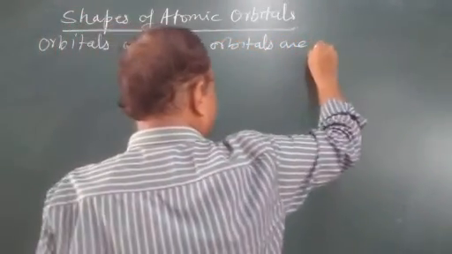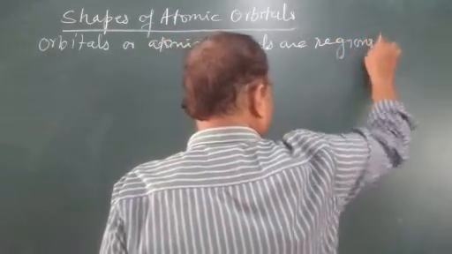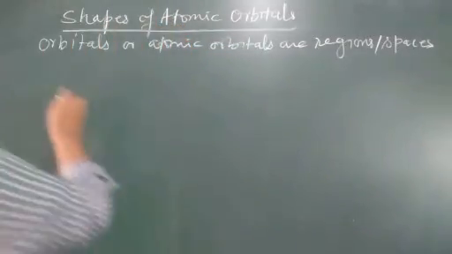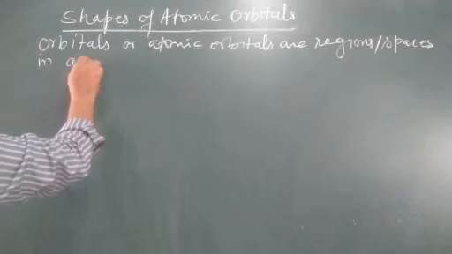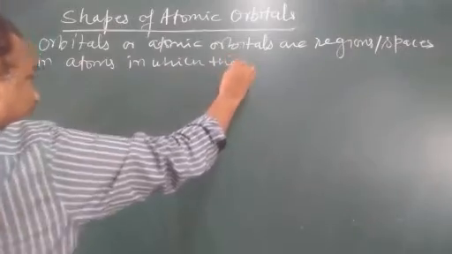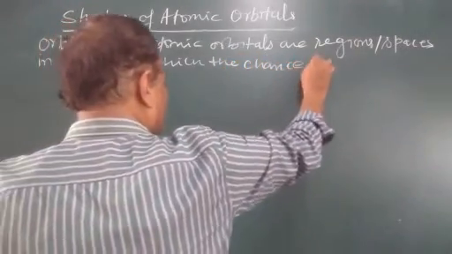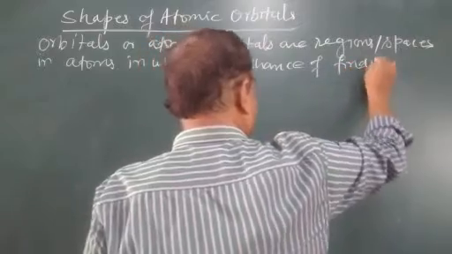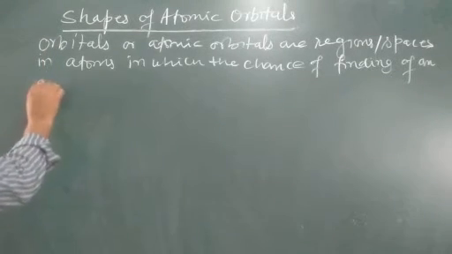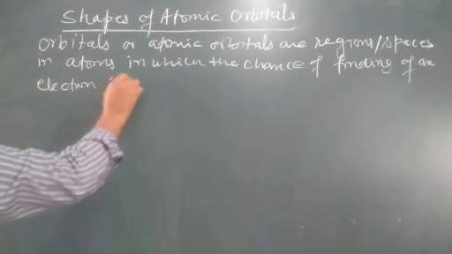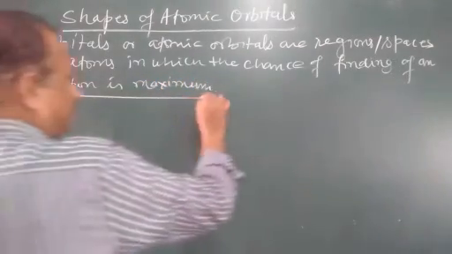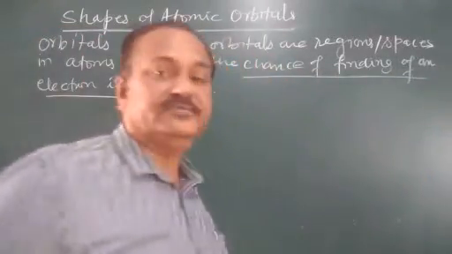Orbitals or atomic orbitals are regions or spaces in atoms in which the chance of finding of an electron is maximum. So this is a very important point. Chance of finding of electron is maximum.